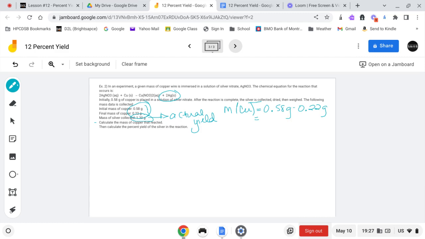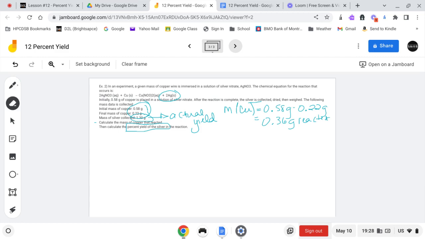So if we subtract those off, and I should not need a calculator for that, that's 0.36 grams is the difference. That's the mass that reacted. And I'm going to use that amount of copper to figure out the percent yield of silver. Okay, so what this means is I've got to figure out how much silver I should have obtained in this reaction. I know how much I got.